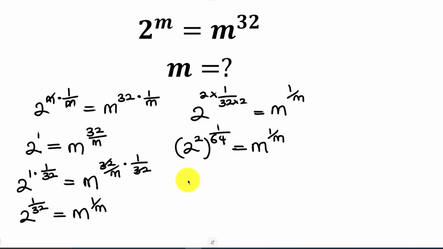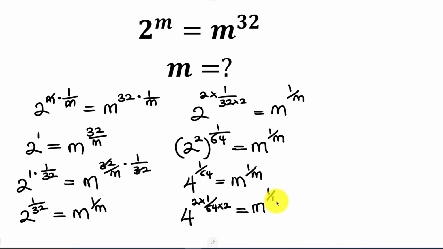2 squared is 4 raised to the power of 1 all over 64. And this is equal to m to the power of 1 all over m. Now we'll repeat the same process. So this is 4 raised to the power of, we'll multiply the numerator by 2, so 2 times 1 all over 64. We also multiply the denominator by 2, so times 2. This is equal to m to the power of 1 all over m.